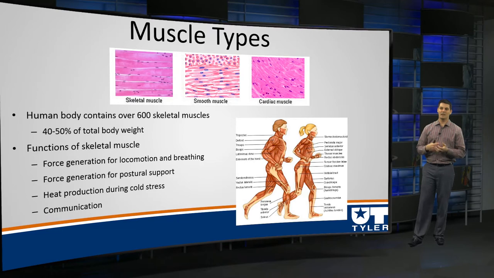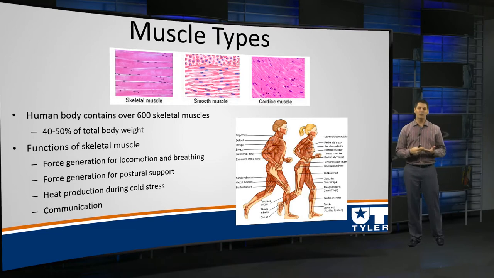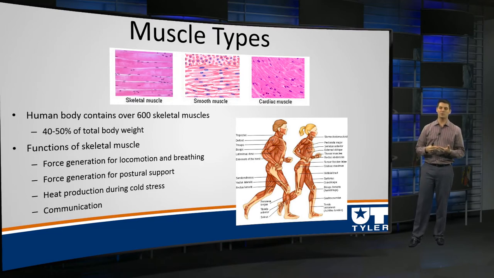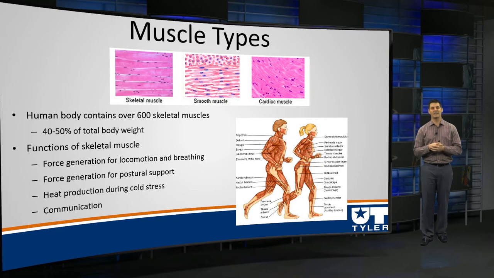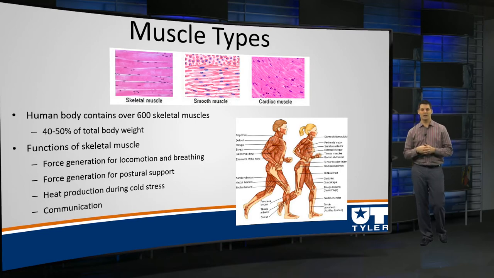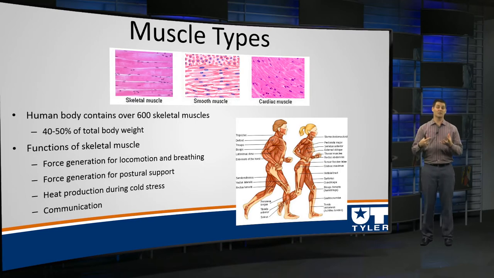Okay? In general, we can say that the body has three types of muscle. We'll start from left to right here. Cardiac muscle is, of course, found in our heart. It is the major source of blood movement in order to pump, and it is only found there.